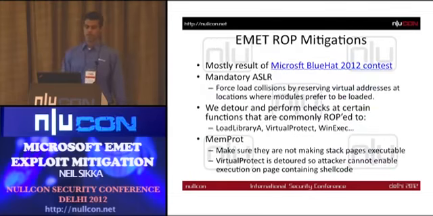So EMET has ROP mitigations. Like I said, we released 3.5 Tech Preview this summer at Black Hat, and it was a result of the Blue Hat 2012 contest. Some of the things that mitigate ROP in 3.5 Tech Preview now include mandatory ASLR, which forces collisions by reserving virtual addresses at locations where modules say that they want to be loaded. We also detour certain functions and perform checks at those functions. We generally detour functions that are heavily abused, like LoadLibraryA and VirtualProtect.